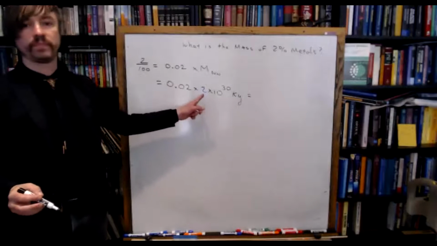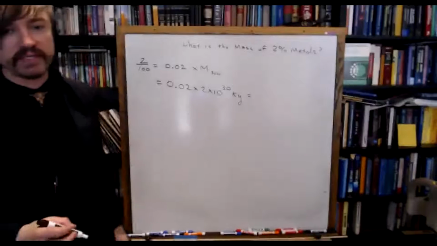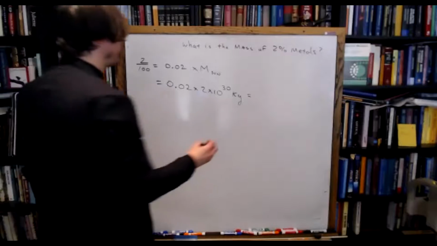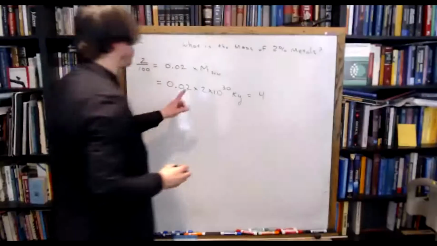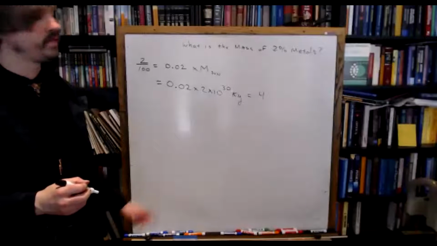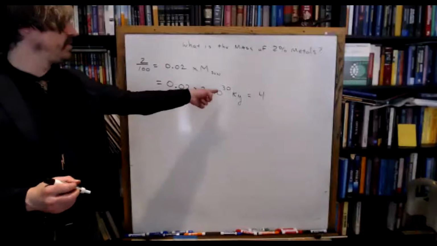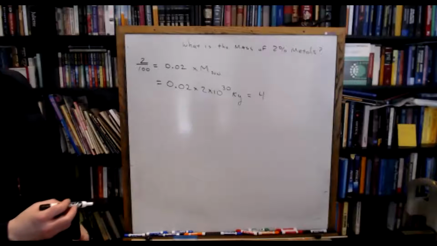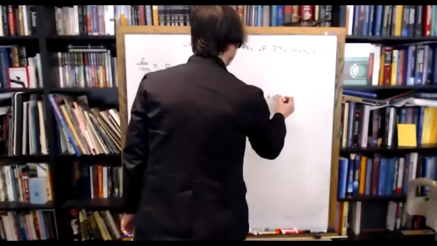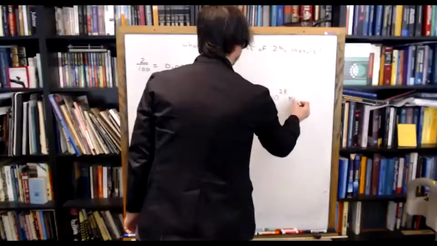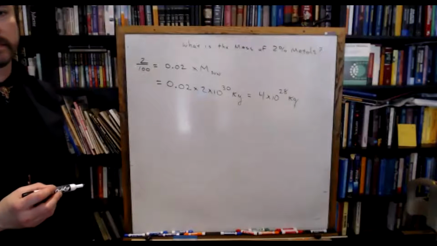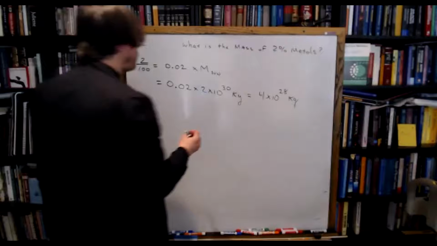I do not. Okay, so multiply your lead digits. 4. Okay. What is the power of 10 here? Oh, so that's moved over 2 places. 2 places. So subtract. So now it's 4 times 10 to the 28th. Is that greater or less than the mass of Earth? I have to check. It's more than the mass of Earth.